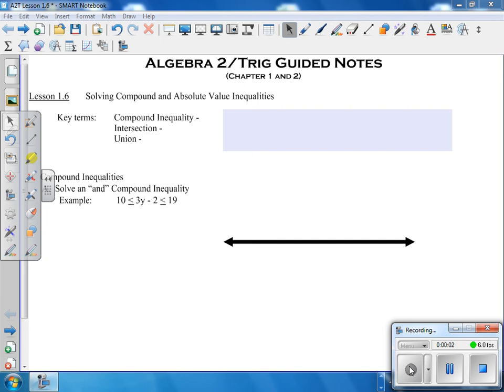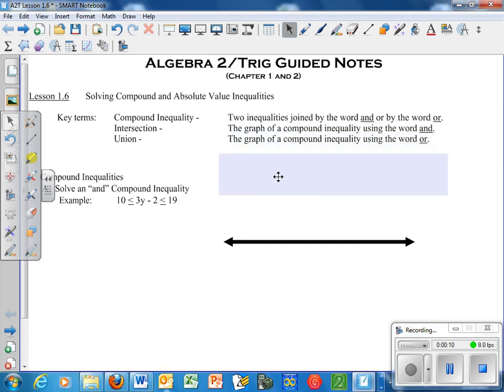Lesson 1.6, we're going to look at solving compound inequalities and also absolute value inequalities. Some key terms here, and you can pause this if you need to write down the definitions. A compound inequality is two inequalities joined by the word and or by the word or. So it's an and or an or statement.